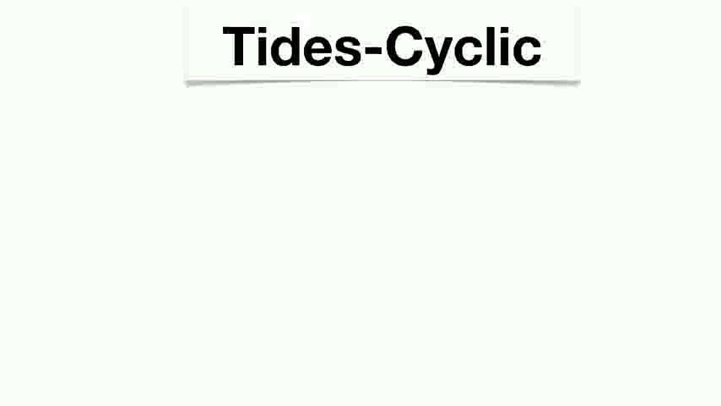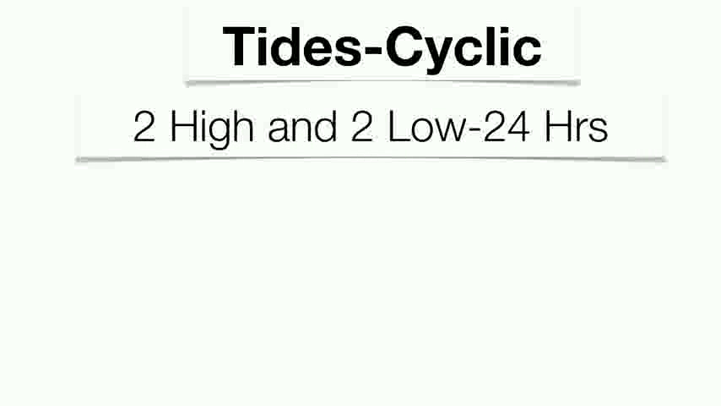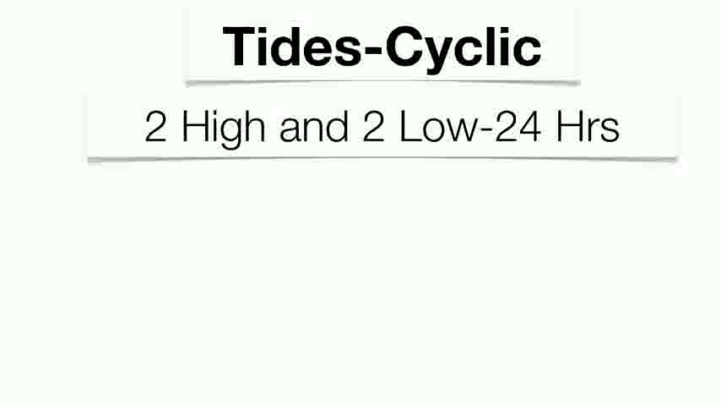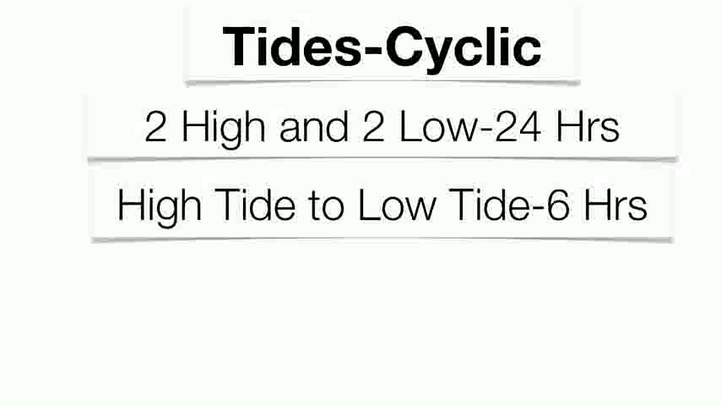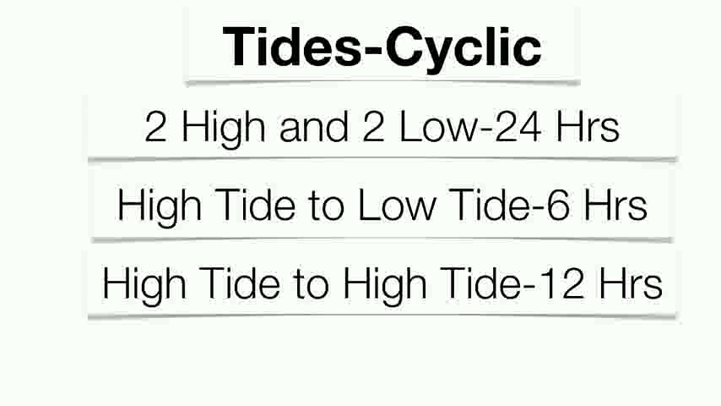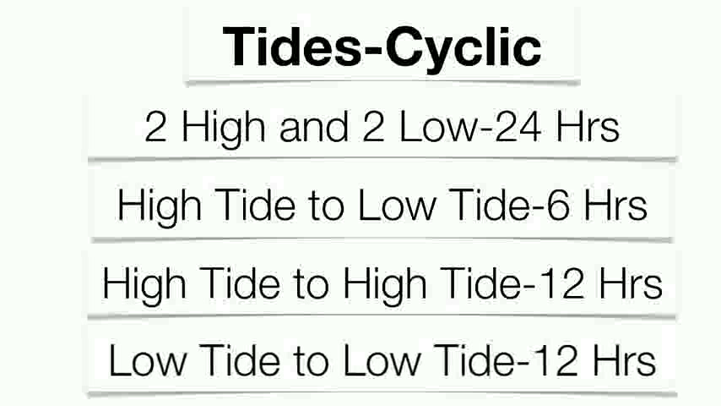Next leads us to tides, which are also cyclic. They happen over and over and over again, actually on a much more frequent basis than your phases. You tend to get 2 high tides and 2 low tides every 24 hours. So there's a couple ways in which you can look at this time frame. You can say that your high tide to low tide is 6 hours apiece. You can say from high tide to high tide is 12 hours apiece. From low tide to low tide is 12 hours apiece. So you definitely need to know how many high tides and how many low tides you get in a single 24-hour period.